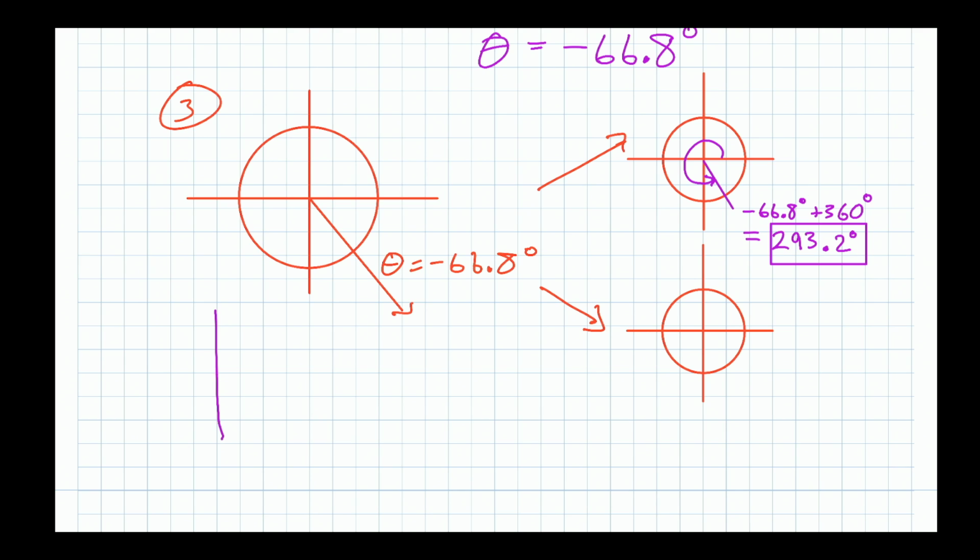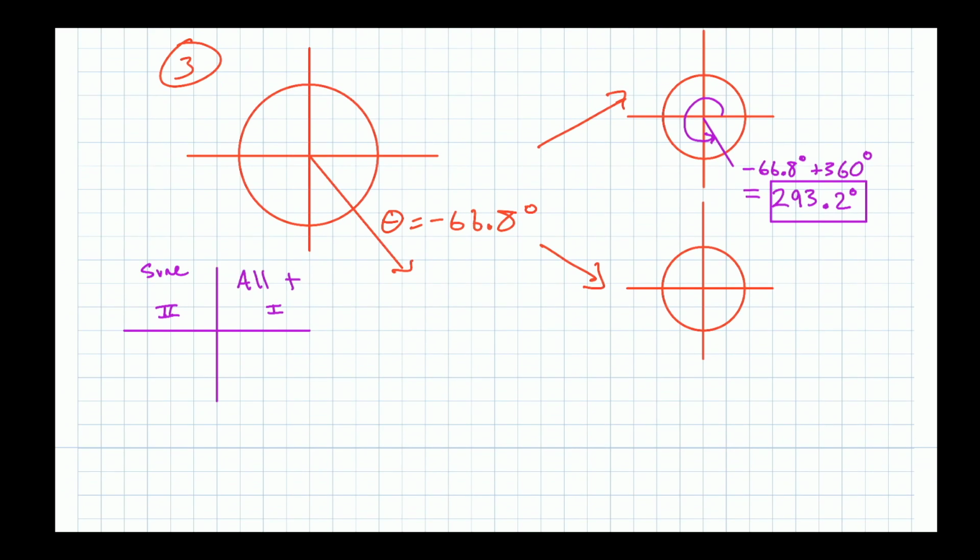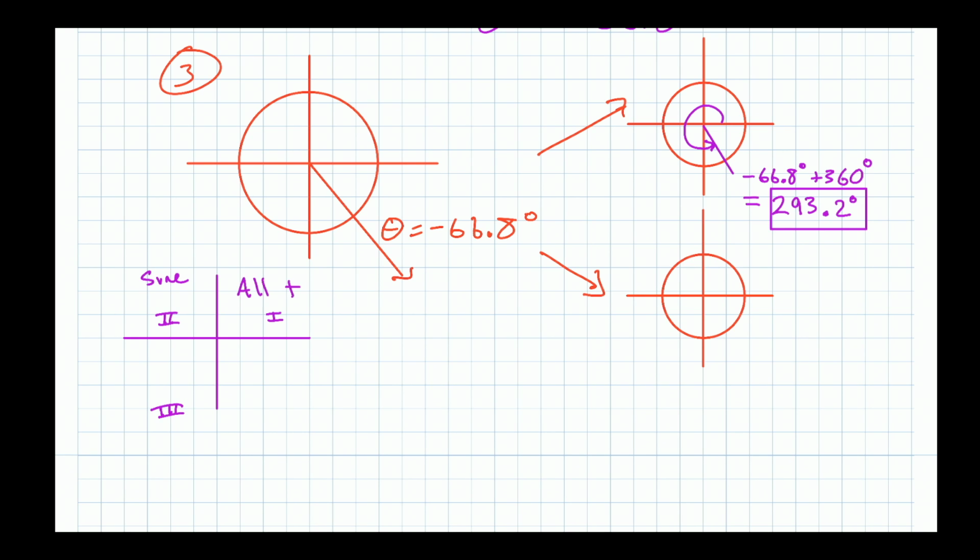In the first quadrant, all are positive, right? All of them are positive in quadrant 1. And in quadrant 2, the sine is positive, but the cosine is negative. In quadrant 3, the tangent's positive, and in the fourth quadrant, only the cosine is positive, right?